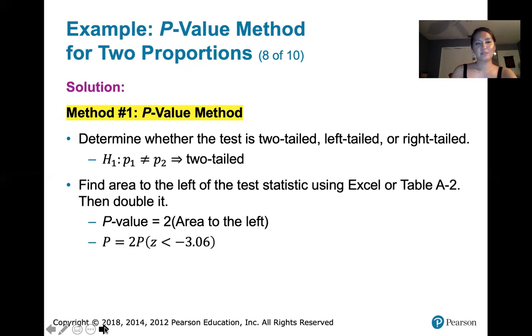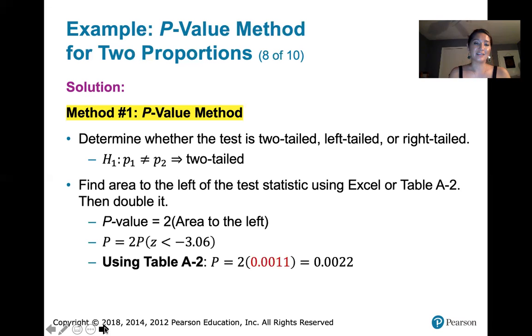So this is 2 times the probability that z is less than negative 3.06 approximately. You have 2 ways that you can compute this. One way is with table A2. This is what you would do if you did not have access to technology. So I'll show you how to do this using table A2 again. Basically, you just want to find the z-score of negative 3.06 and find the corresponding area in the table.